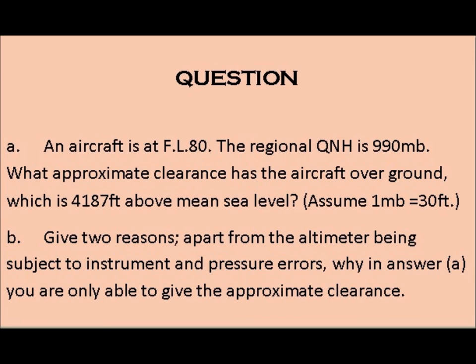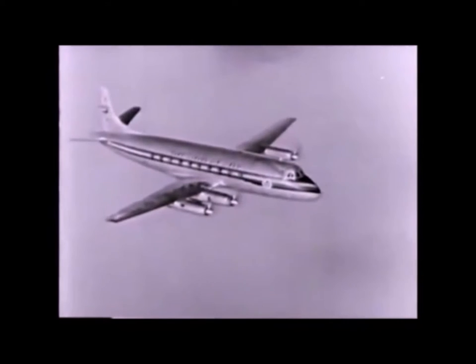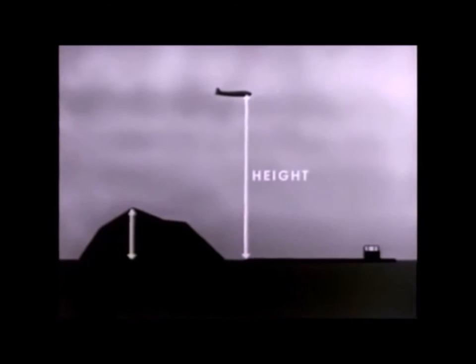B. Give two reasons, apart from the altimeter being subject to instrument and pressure errors, why in answer A, you are only able to give the approximate clearance? Landing charts indicate the height of obstacles in the vicinity of the aerodrome.